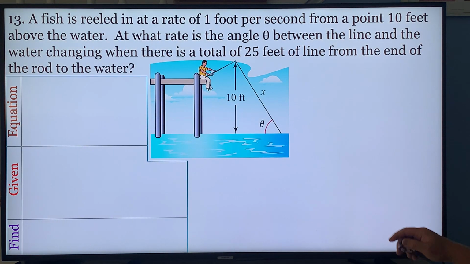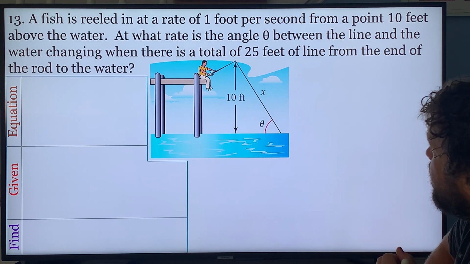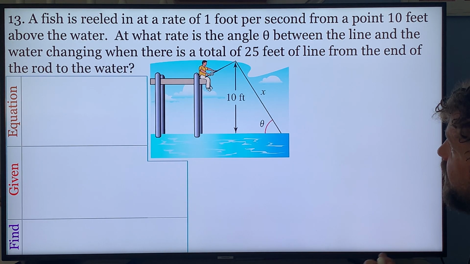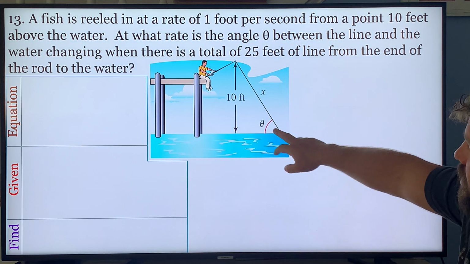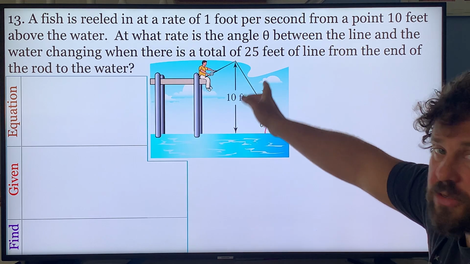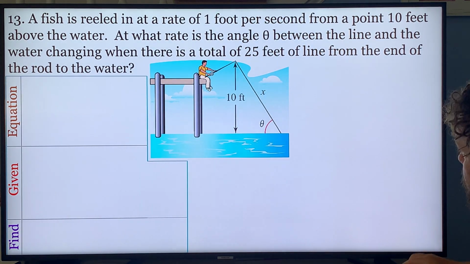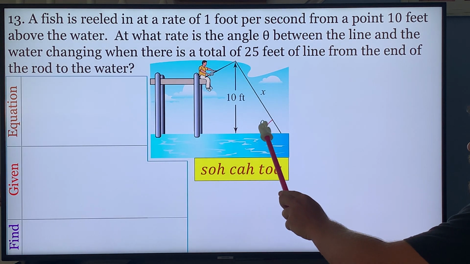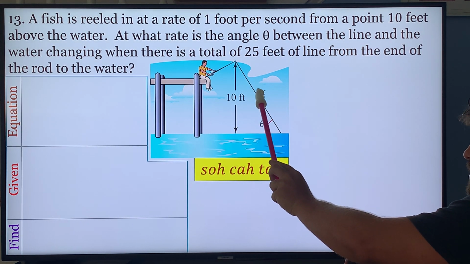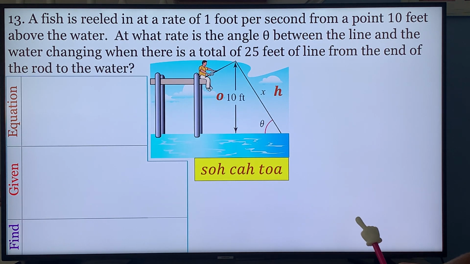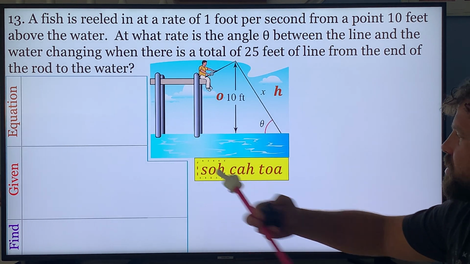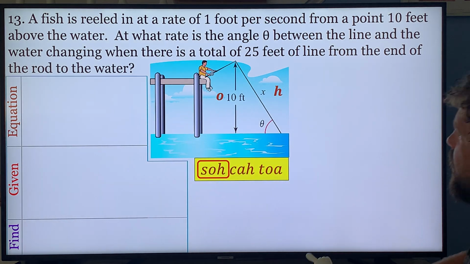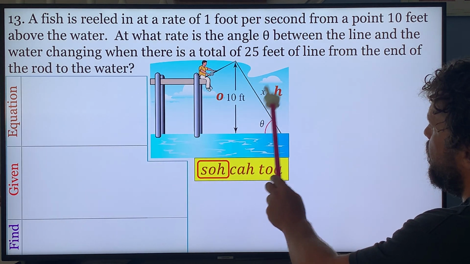Problem 13. Fishing. You like going fishing? A fish is reeled in at the rate of 1 foot per second from a point 10 feet above the water. At what rate is the angle changing? Ooh, what does the angle mean? Not using Pythagorean theorem, and it's a triangle, so you're using SOHCAHTOA. So, which ones are we using here? Angle, this is opposite, and this is hypotenuse. Opposite over hypotenuse is sine. So the equation is sine theta equals 10 over x.